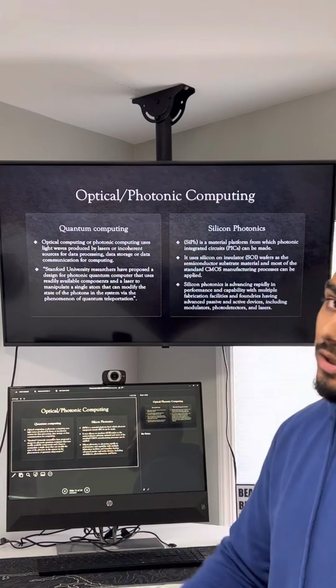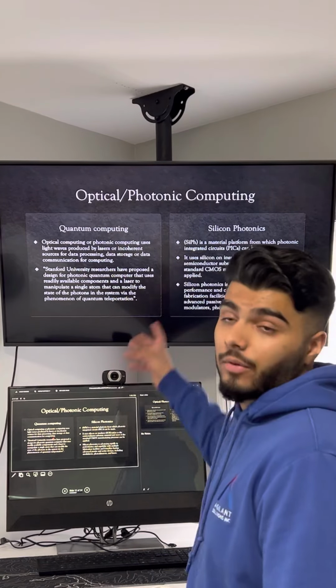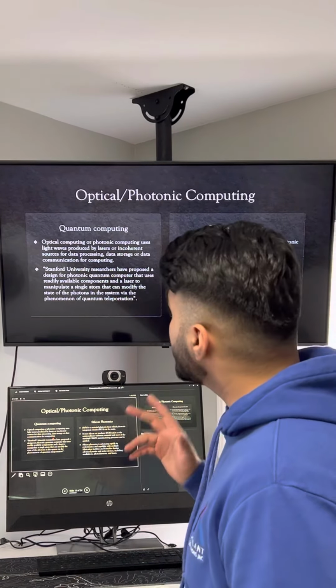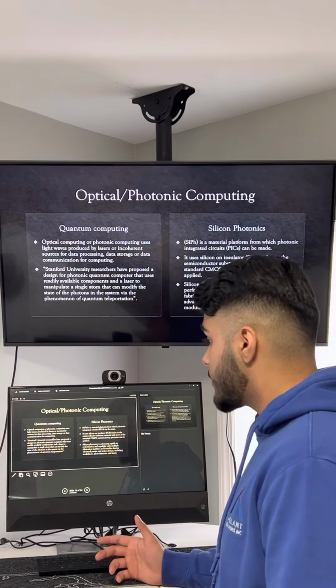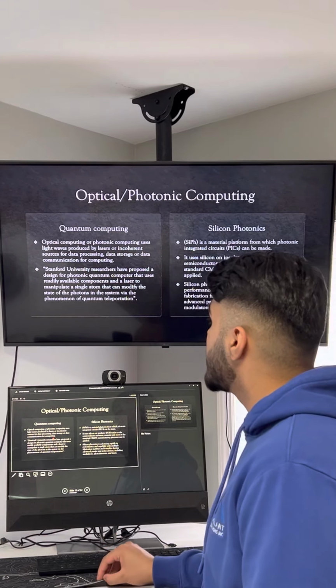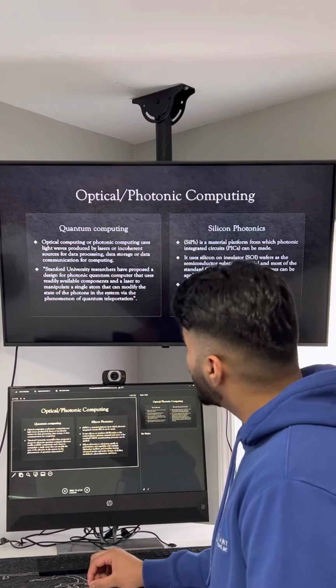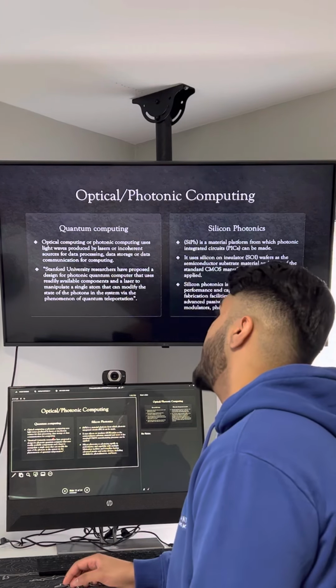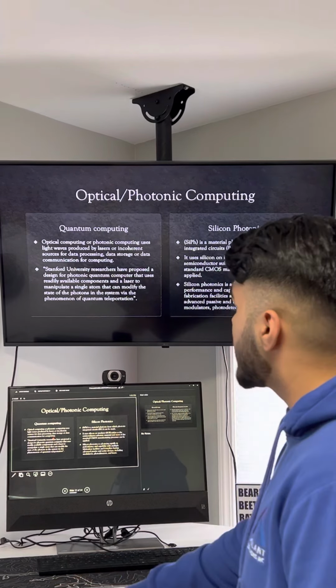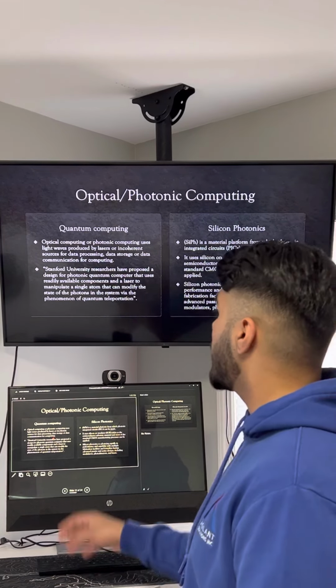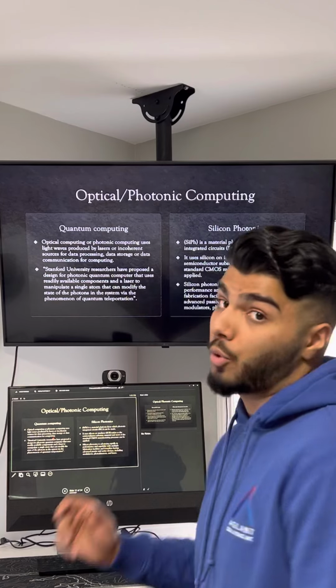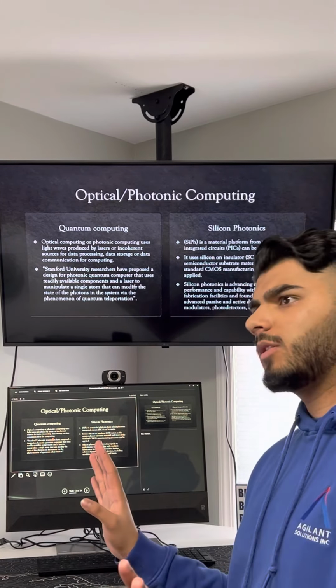Something I found really interesting in the article I just quoted is that Stanford University researchers have proposed a design for photonic quantum computers that use readily available components and a laser to manipulate a single atom that can modify the state of photons in the system via quantum teleportation. So, are we going to have teleportation in the future?